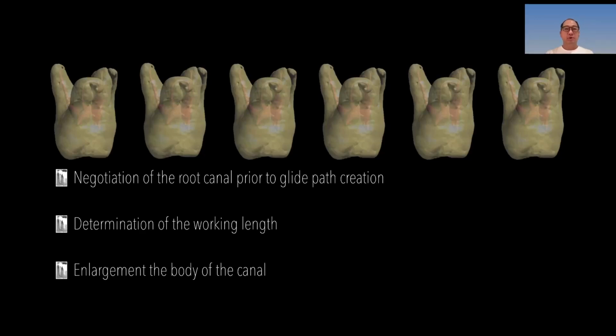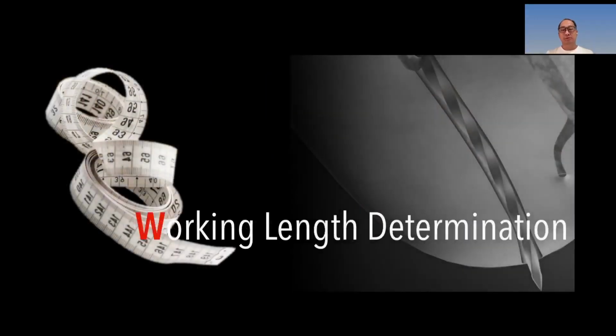When you insert it, it's very easy for the file to be twisted. So my best options for doing negotiation is either you use number 8 or number 10. And then after that, we want to follow it with the glide path creation after we negotiate our root canal systems.